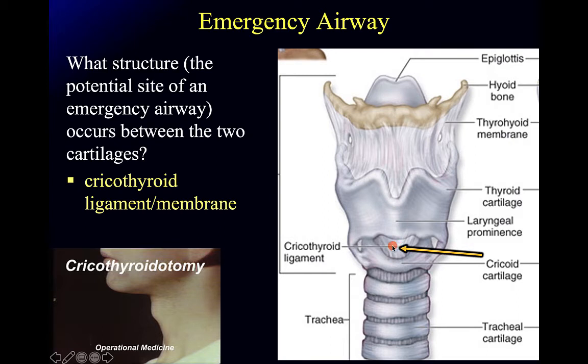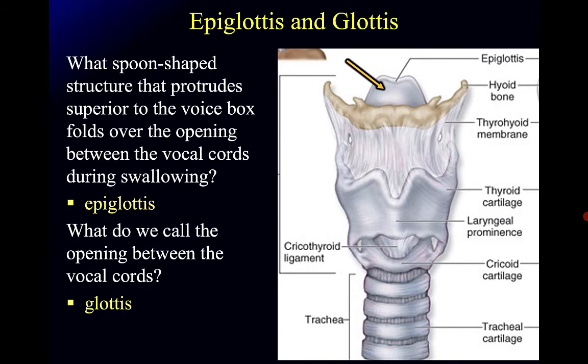There aren't any kind of major structures over the top of it, so there's going to be relatively little bleeding, and you can stick a tube in there if you have a blockage up above that that's preventing someone from breathing. I actually will include a short video on this in the modules section so you can take a look at this. All right, then we have the epiglottis.